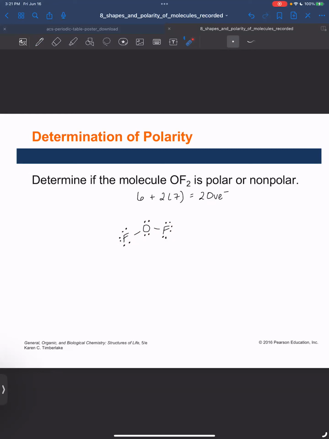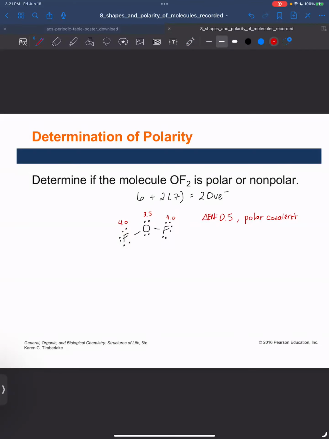Now let's determine if oxygen-fluorine is a polar covalent bond. So oxygen has an electronegativity value of 3.5, fluorine is 4.0. 4.0 minus 3.5 is 0.5 electronegativity difference. So those are polar covalent bonds. But now we have to determine if there's symmetry here based on molecular geometry.